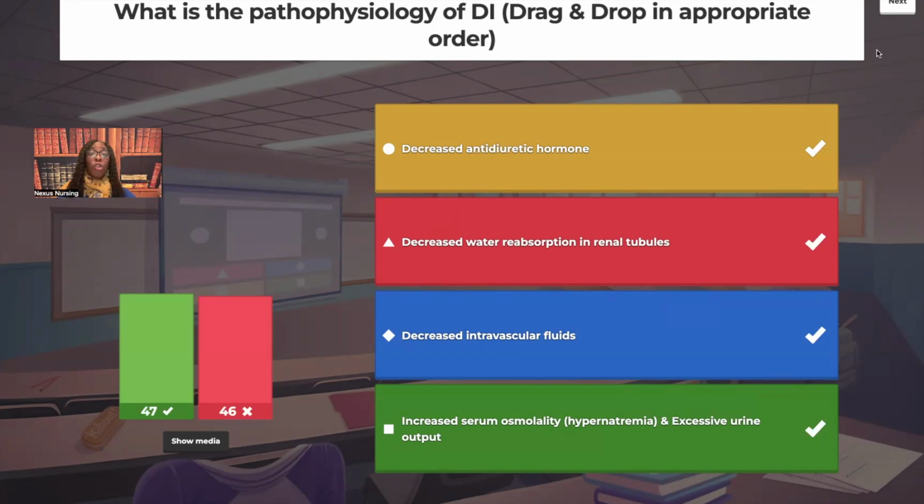When you think of DI, I want you to think of Oprah Winfrey. You know how Oprah Winfrey is always giving things away? DI is always giving urine away. You get urine, you get urine, you get urine. Everybody gets urine, right? This patient's going to be severely dehydrated because they're getting rid of all their fluids.